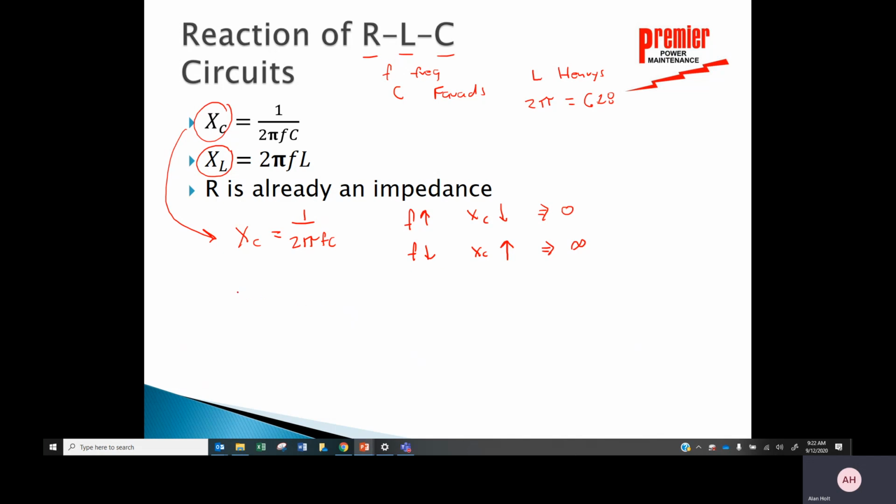So let's look at what happens to X sub L when this is going on. X sub L is basically 2 pi FL. So as the frequency goes up, what happens? And as the frequency goes down, what happens? Well, X sub L, it's all one line here. As the frequency goes up, X sub L is going to go up. As the frequency goes down, X sub L is going to go down. So we can see the impacts of frequency on the capacitive reactance and inductive reactance of the circuit. Now, what happens to R? R is R and is independent totally of the frequency at all times. So it stays the same.